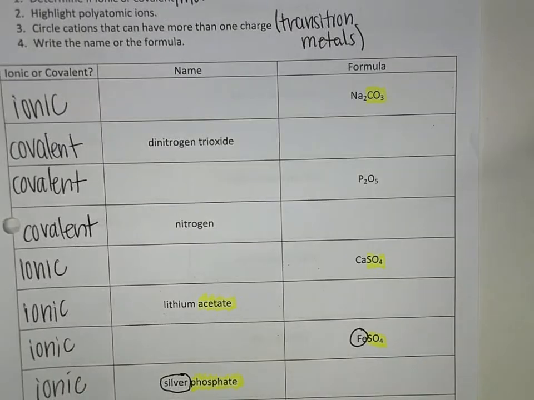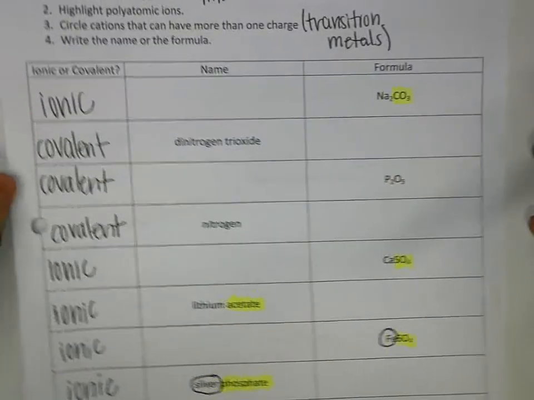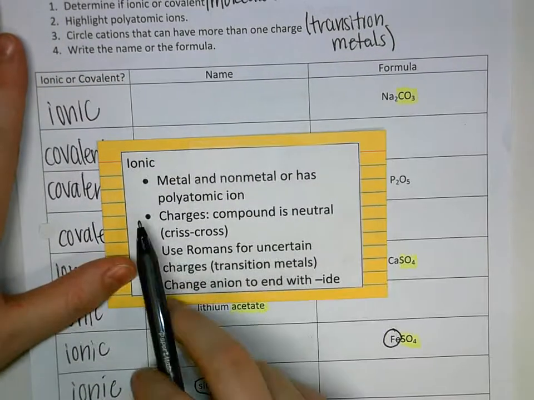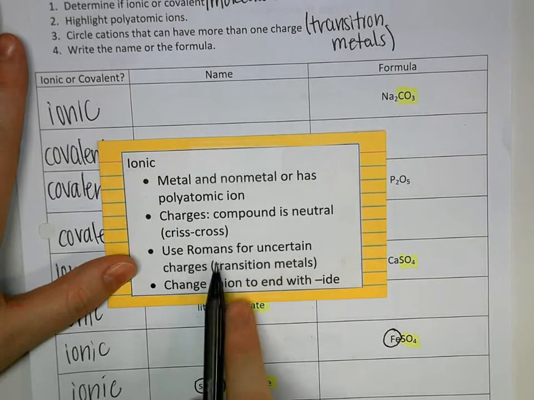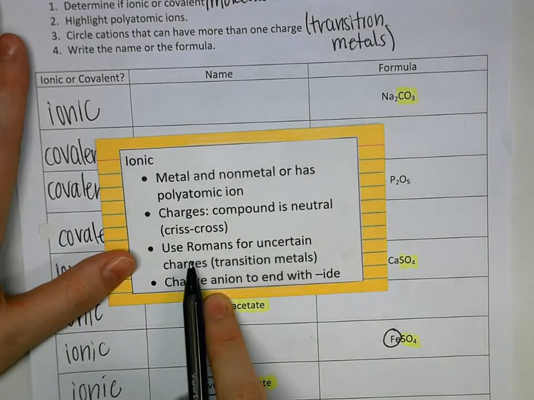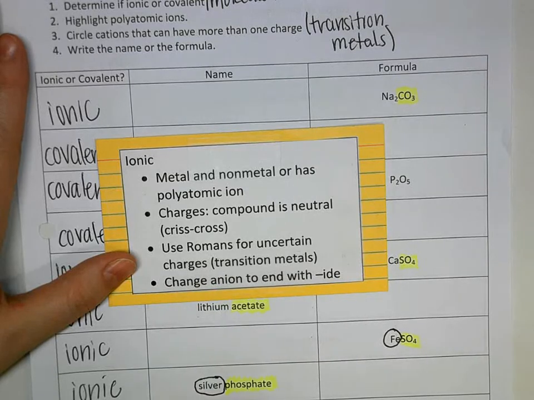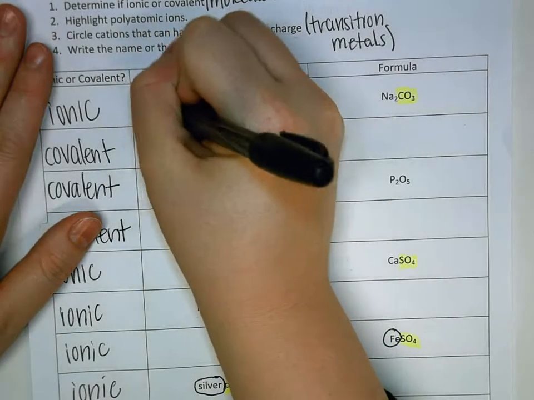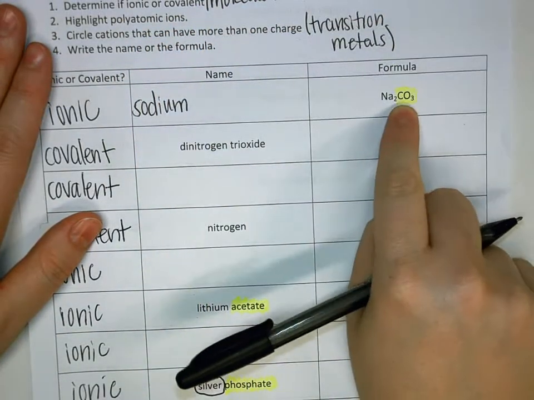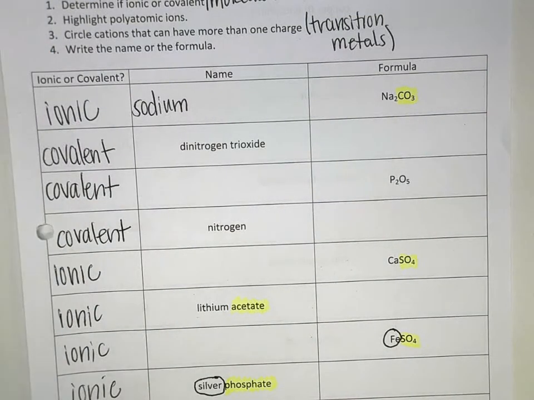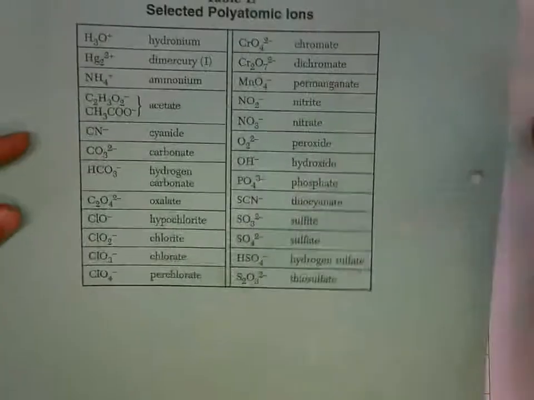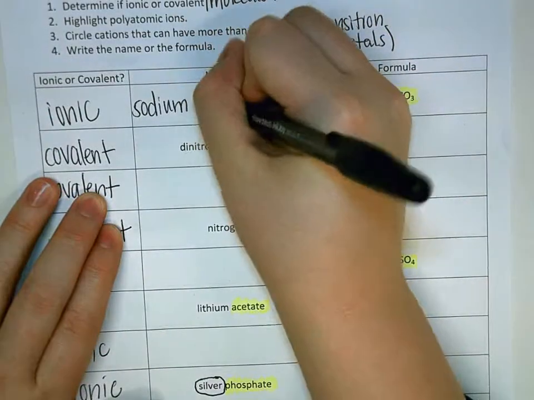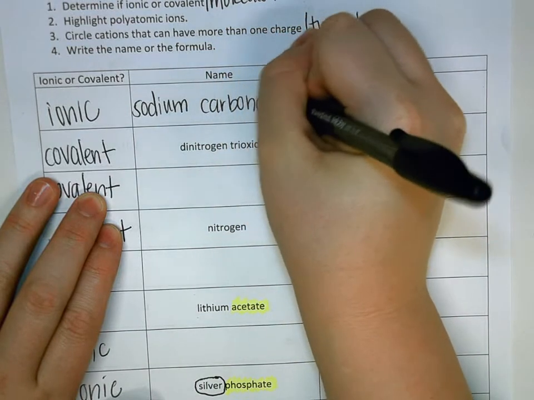All right, so let's look at naming these. So this is ionic, which means that I want to apply my ionic rules. I got to make sure my compound is neutral, and I have to use Romans whenever I'm uncertain of the charge and change the anion to end with "ide." So in this case, Na is sodium. And then CO3 is a polyatomic ion, so I got to look that one up. So I find CO3, and that is carbonate. So in the case of a polyatomic ion, you just got to write the name. So that's just plain old sodium carbonate.